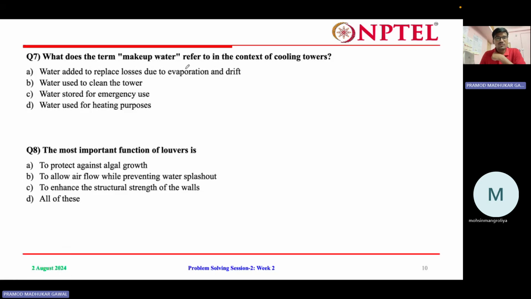So what does the term make up water refer to in the context of the cooling tower? Options given: water added to replace losses due to evaporation and drip, water used to clean the towers, water stored for emergency use, water used for heating purpose. So option A, water added to replace losses due to evaporation and drip. Right.